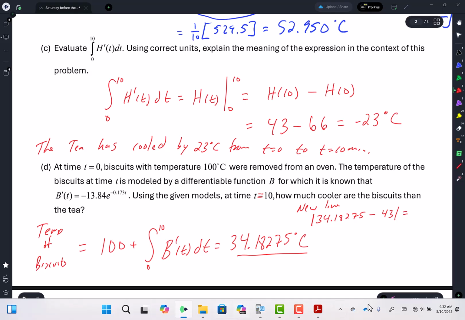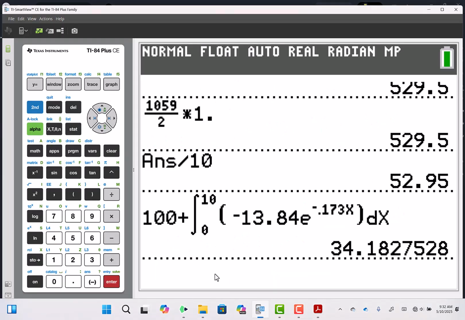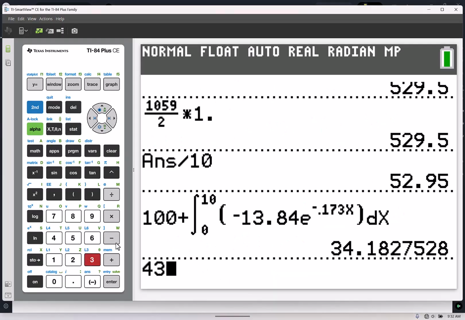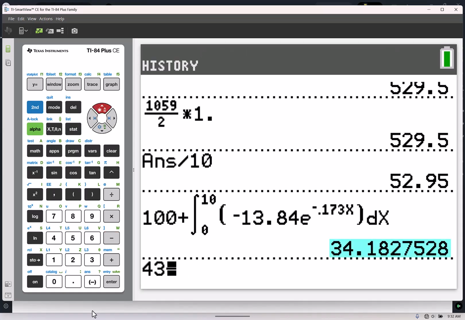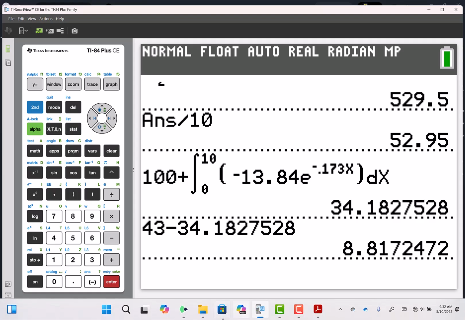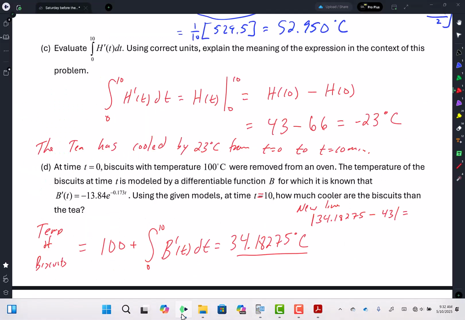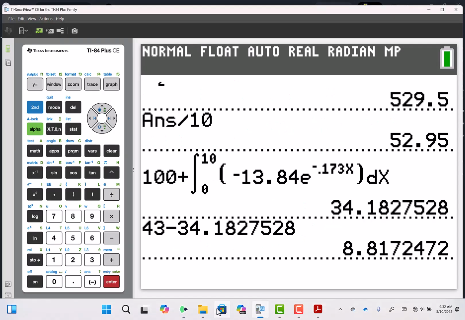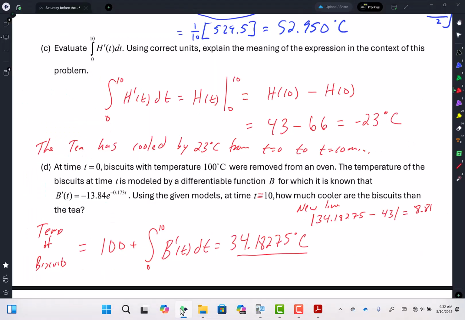So let's see. I'm just going to subtract. So I'm going to go 43 minus, Chop, why'd you do 43? I put absolute value, guys, so we're good. It's still the same answer. 8.8172. That's how many degrees cooler. 8.8172 degrees Celsius.